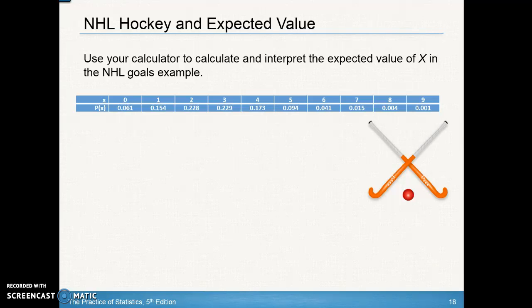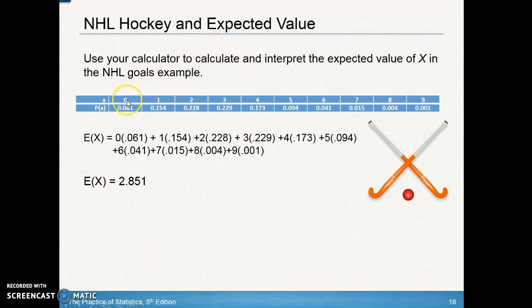All right, so go ahead and try this one. Use your calculator and calculate and interpret the expected value of X in our NHL goals example. So remember, X is the number of goals that were scored in any random game. When we find the expected value, that's like saying, what is the average number of goals we can expect in any given game? So go ahead and use your calculator and try that. Hit pause and then take a look at the answer. Okay, so the expected value is basically, remember, you're multiplying each value times its probability and adding all those together to get your expected number of goals.